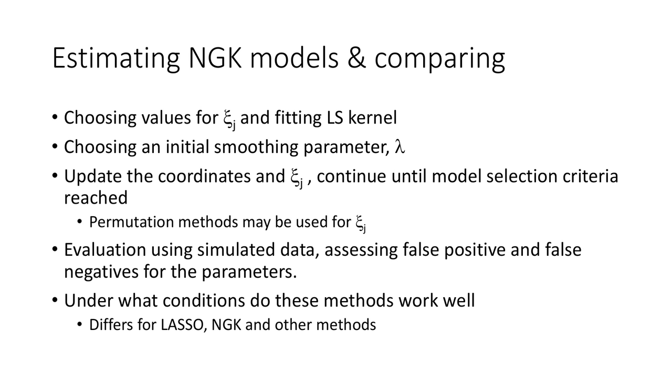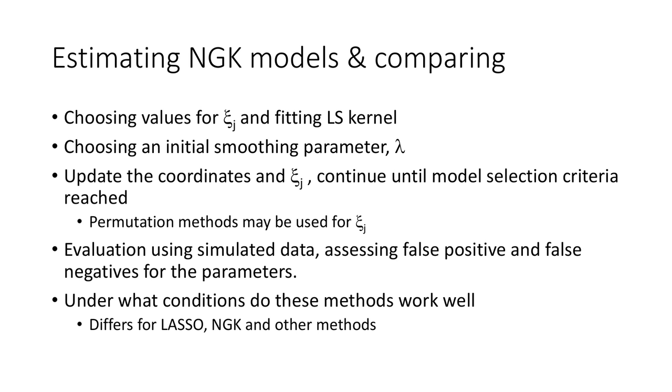Okay. And so the question is, we choose some values for psi, and we then fit some least squares kernel to that, and we use a smoothing parameter to work out exactly how these should be put together, and then we may use some permutation methods as well. But the evaluation, as I understand it, using your simulated data, is looking at the false positives and the false negatives for the parameters that are in the model.